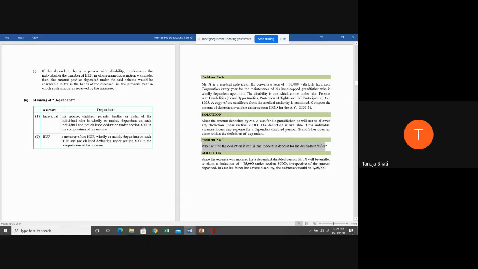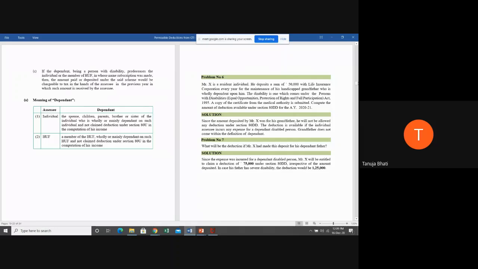Next, what will be the deduction if Mr. X had made this deposit for his dependent father? Now suppose not grandfather, the same sum we take where he is making a payment for his dependent father. Then he will get a deduction. What is the amount of deduction? Ma'am, 75,000. And if severe disability, 1,25,000.